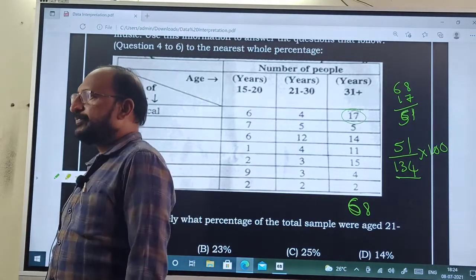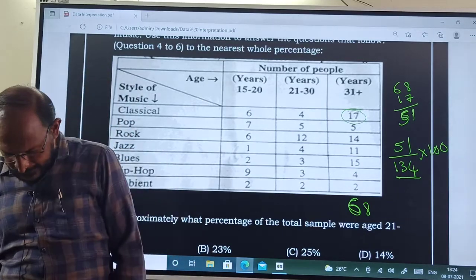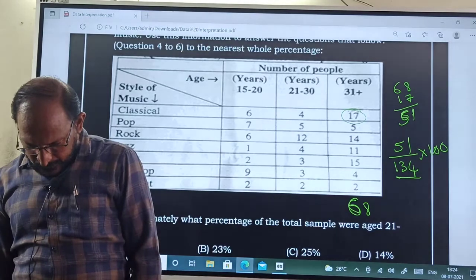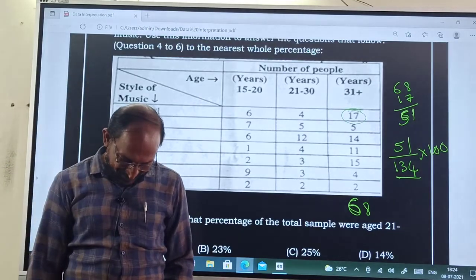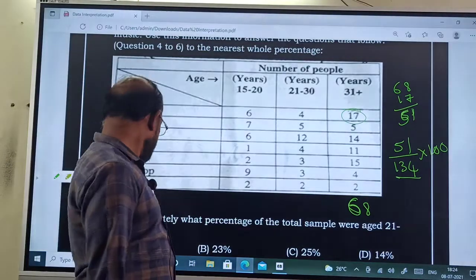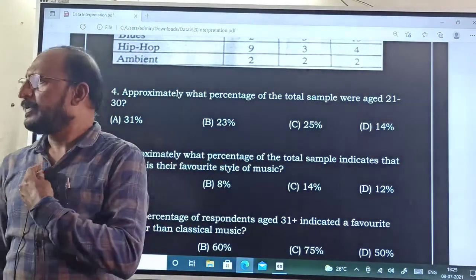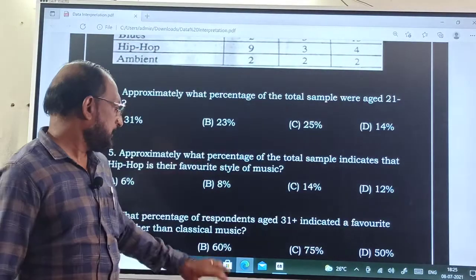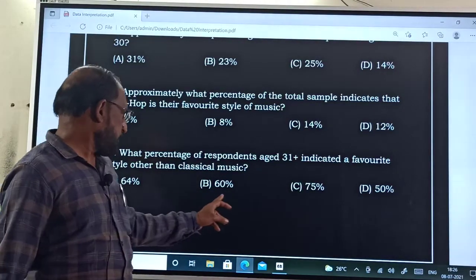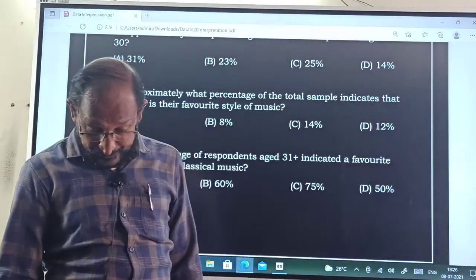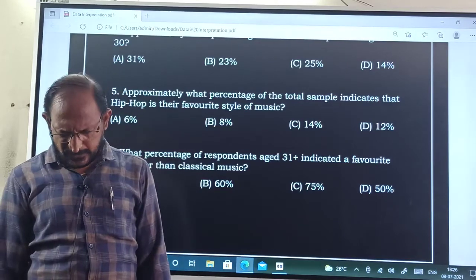Approximately how much did you get? So if we see, it's less than 40%, less than 50, no? 40%, sir. So 48 and 49, sir. So the options given are 64, 60, 75 and 50. Sir, it is 100 divided by 2.6 or something we are getting.